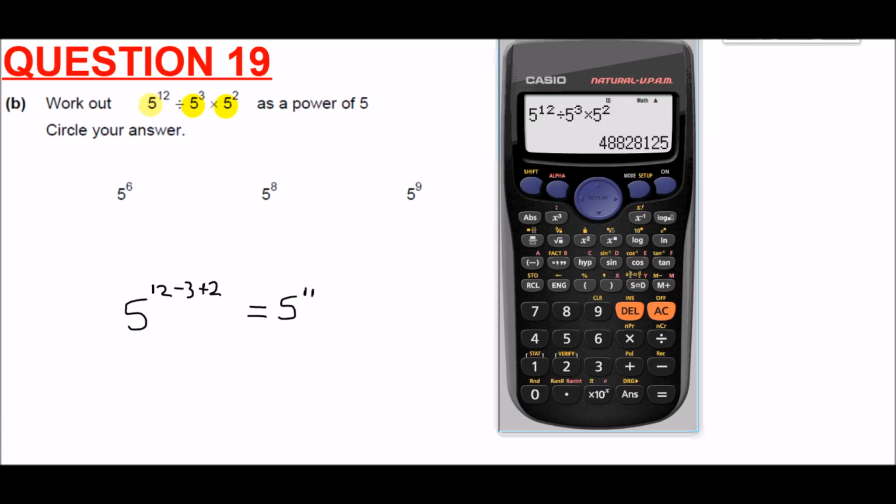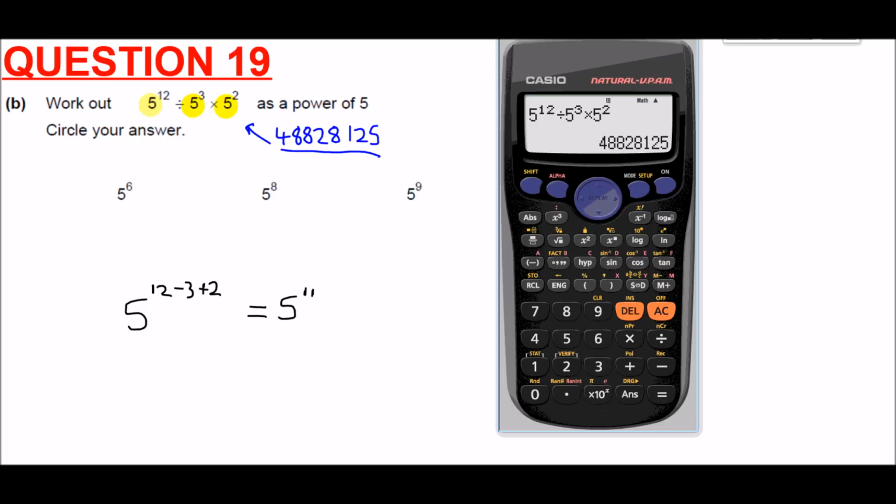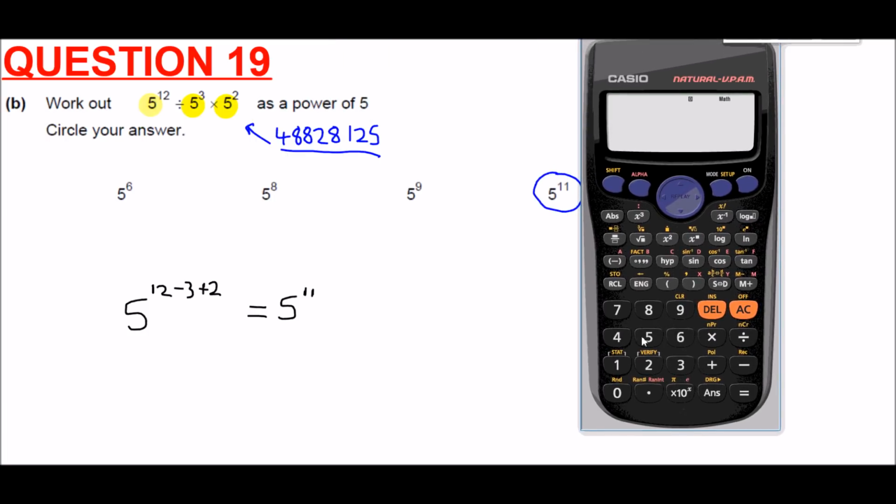48828125. That's what it equals. And then you can just see which one of these options matches to this. And so eventually you'd come across 5 to the power 11. And if we do 5 to the power 11, it matches exactly. And so 5 to the power 11 is the only one that matches to this calculation if you try it on a calculator. So that's the second way you could think about answering this question.